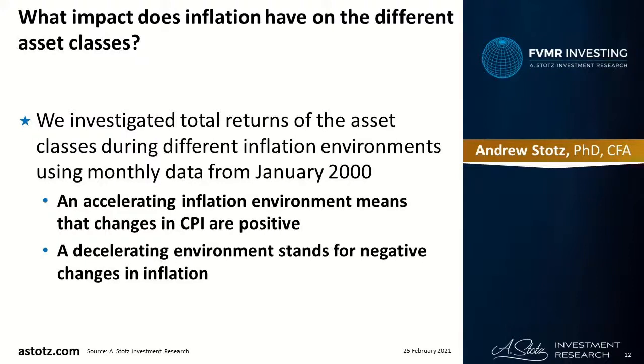So what impact does inflation have on different asset classes? Well, we investigated the total returns of the asset classes during different inflation environments using monthly data from January 2000. We first looked at accelerating inflation environments, which means that there was a positive change in CPI. And usually what we're looking at is over a period of month on month, this month compared to the prior. A decelerating environment stands for negative changes in inflation.